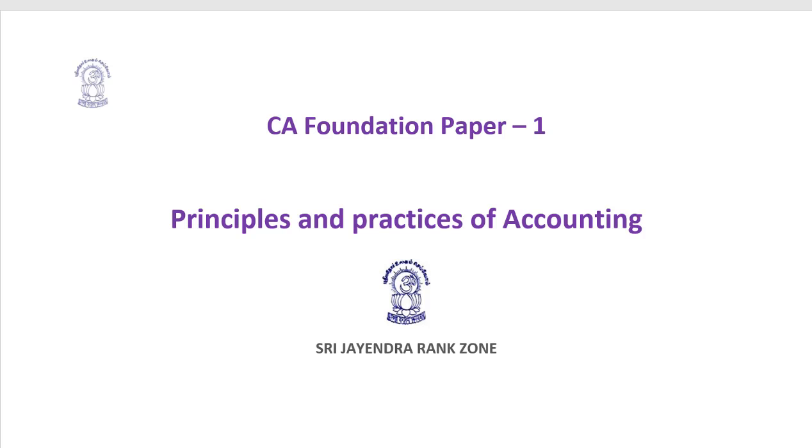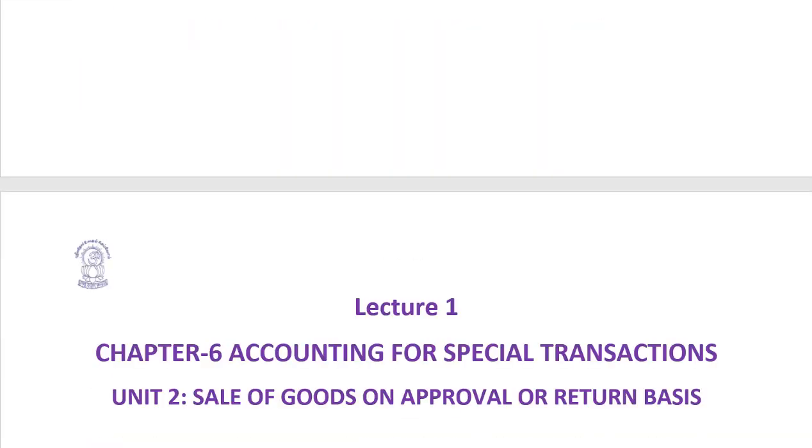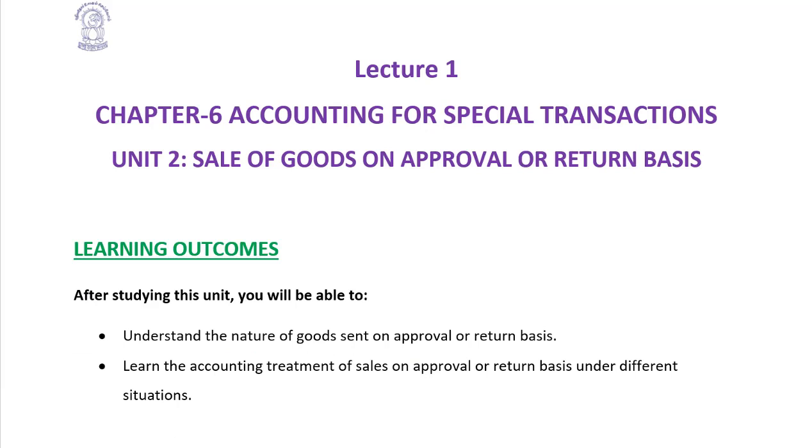In this lecture, we'll begin with Accounting Chapter 6, Unit 2, that is Sales of Goods on Approval or Return Basis. So let us begin. This is lecture number 1. From the chapter Accounting for Special Transactions, we are beginning with Unit 2, that is Sales of Goods on Approval or Return Basis. Let us begin with the learning outcomes.